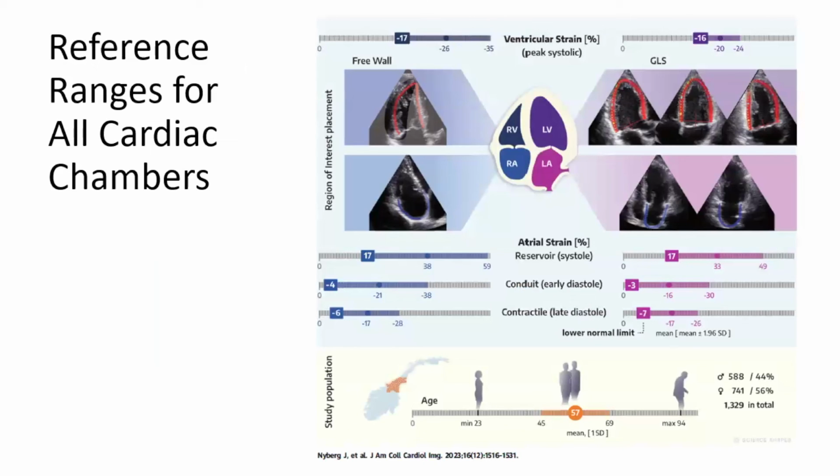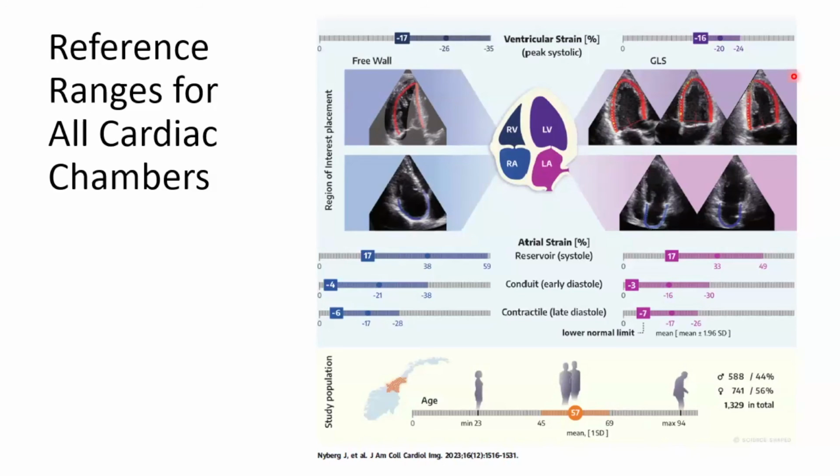There actually was a very recent study of reference ranges of GLS for all cardiac chambers done in Norway. Of course, this is a very specific population. The mean age was 57, although they had over 1,000 individuals who were considered healthy and normal. And in their case, LV GLS, the lower limit of normal was actually negative 16%.